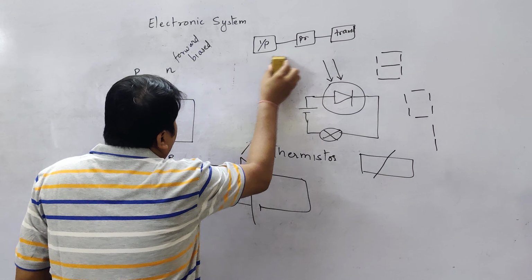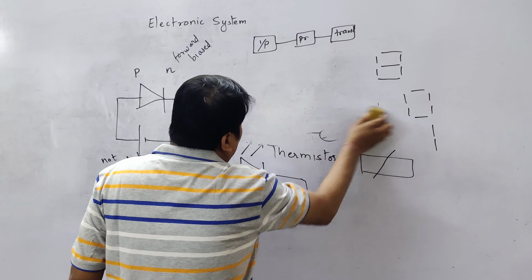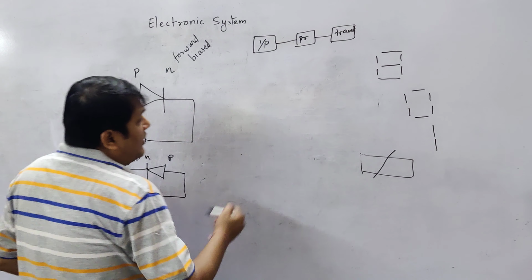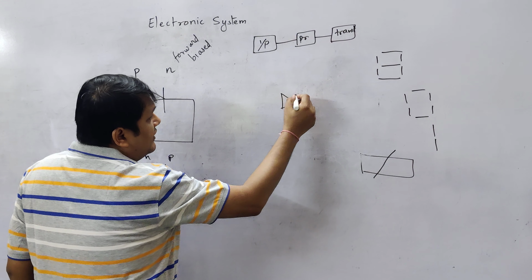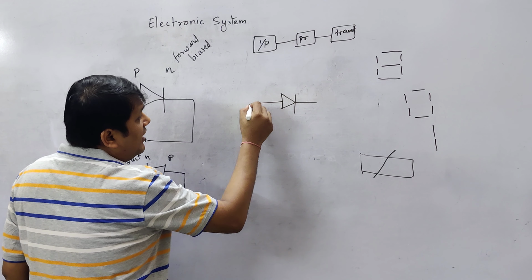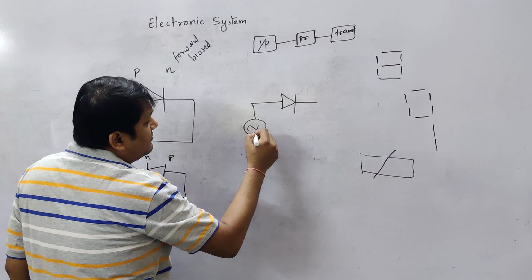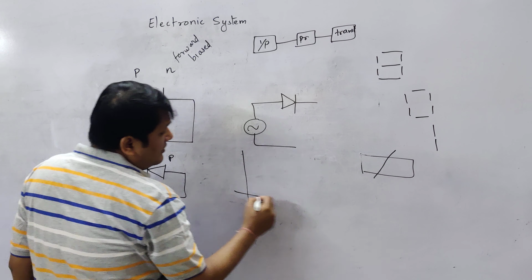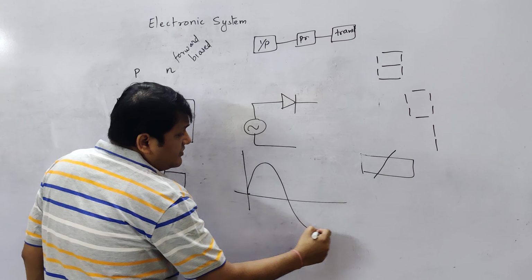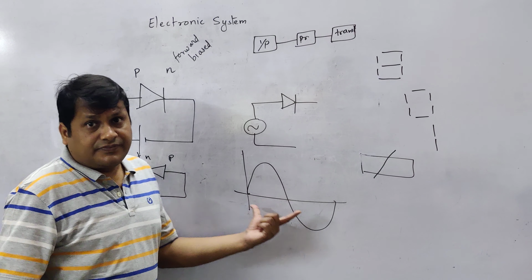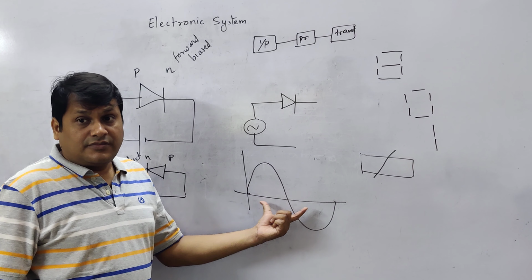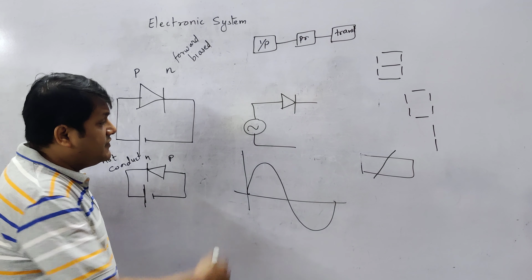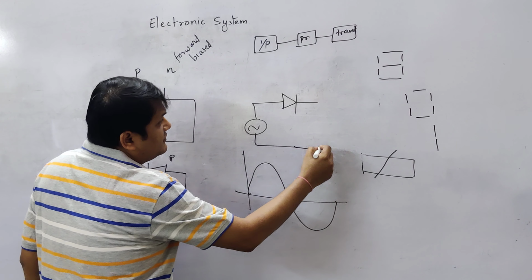I'll give you the input and output through a single diode. Please see. Suppose you have a circuit where you use a diode, and here you have an AC input device. What is that? AC. AC means, you remember AC? Let's see, what is the input waveform of AC? This is the input waveform of AC. Can you see? Okay, this is the input waveform of AC.